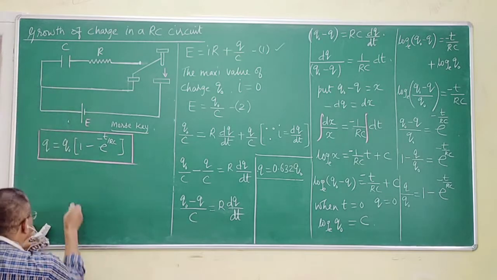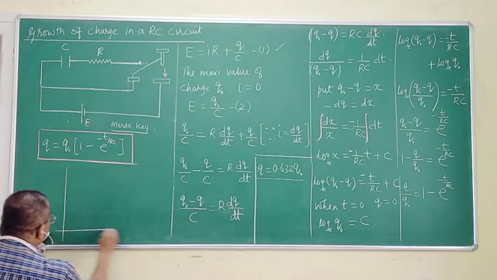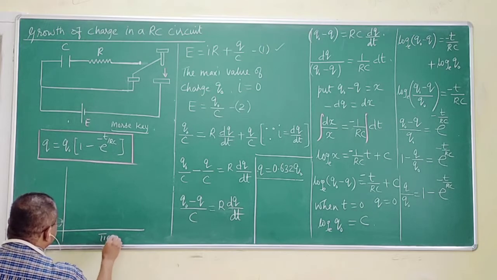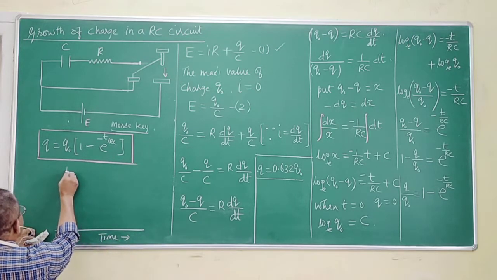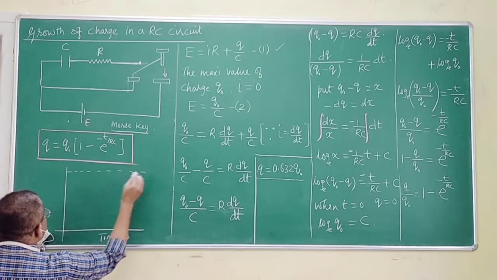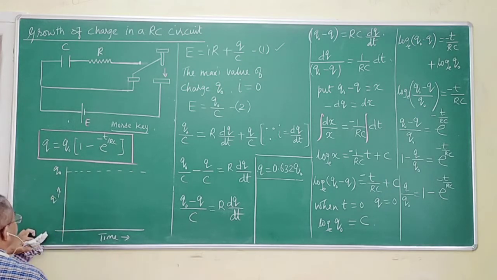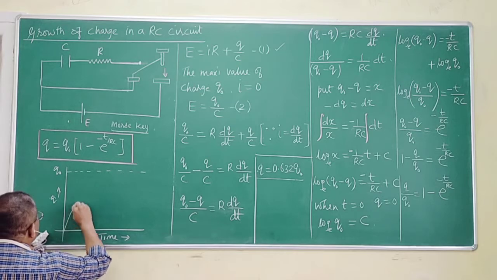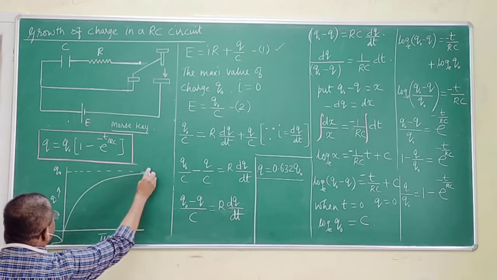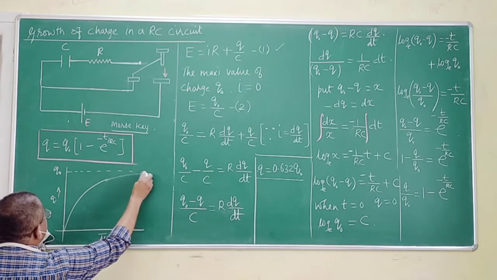Now, this is time. Let me say this is the maximum value of charge Q naught. Along the y-axis is charge, and it will be something like this.